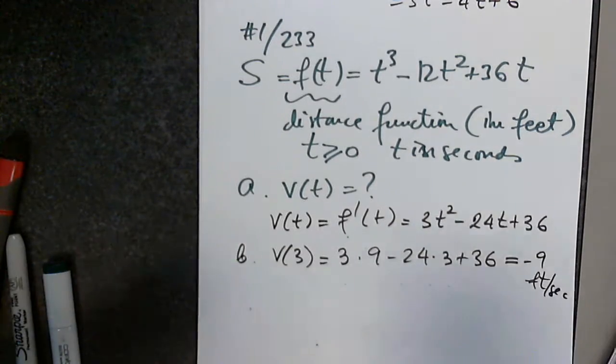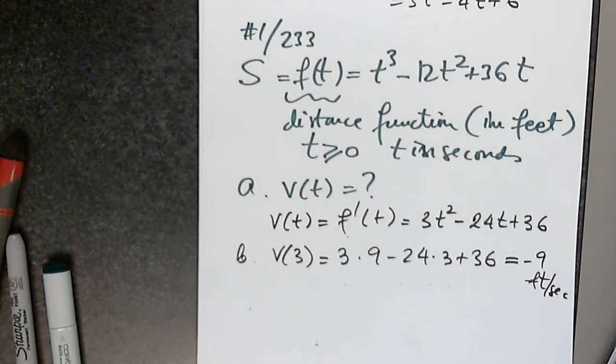Excellent. Does it mean that this is a negative speed? No, it only shows the direction. If we consider this direction positive, it only means that the particle is coming back. So if the velocity is positive, the particle is moving in the positive direction, and if the velocity is negative, it's coming back. Okay, this was part B.